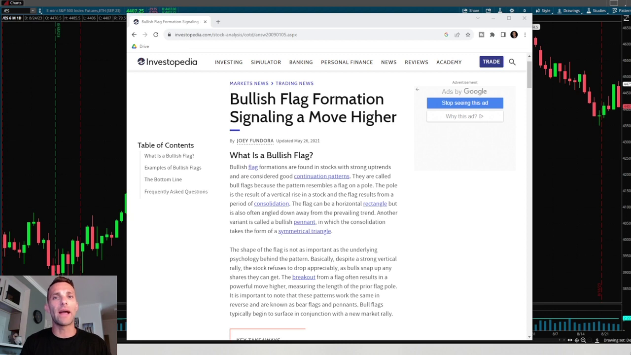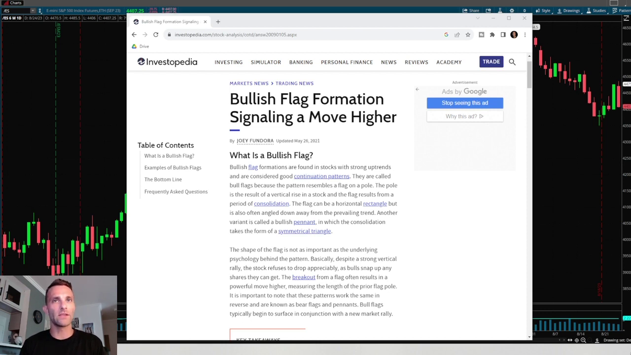Today, we're going to talk about how to trade bull flag patterns on the S&P 500 and the NASDAQ 100 daily brackets. Bull flag patterns are one of the most popular technical patterns that a lot of traders like to use, so I think that it's going to be a great video. But first, let's talk about what a bull flag is.